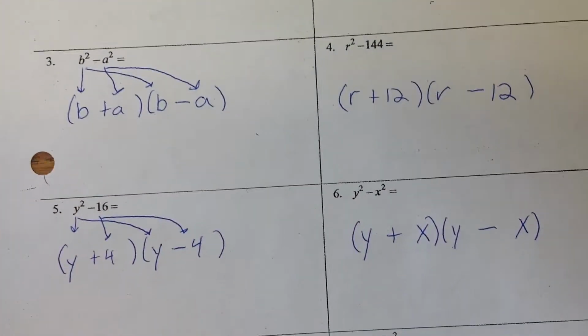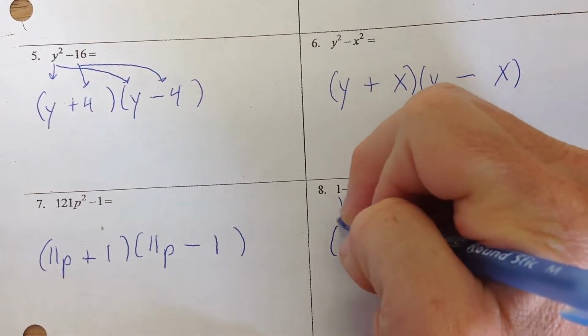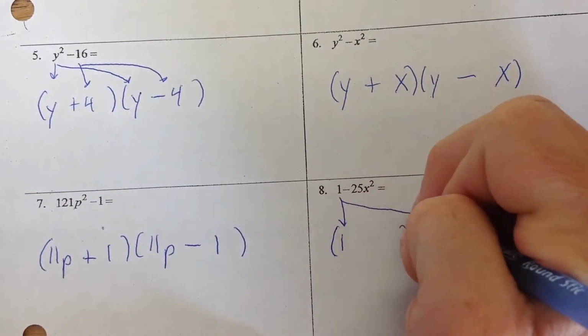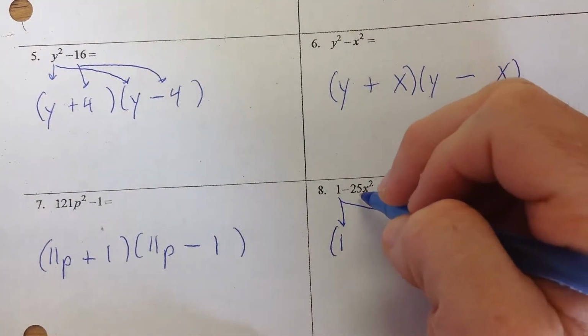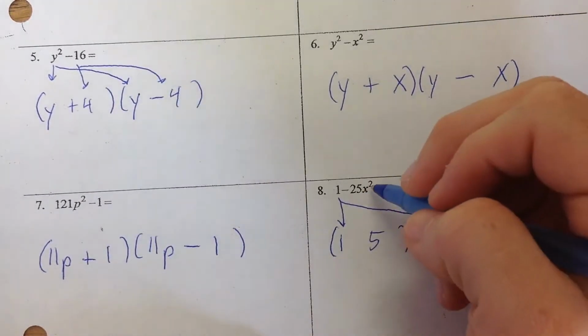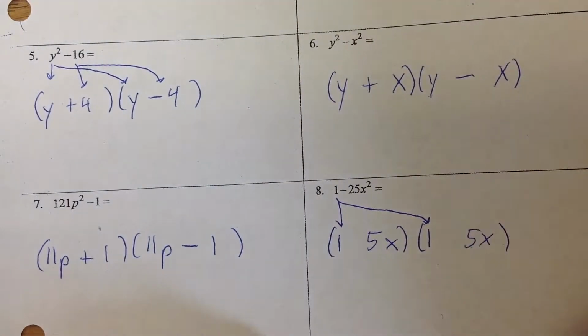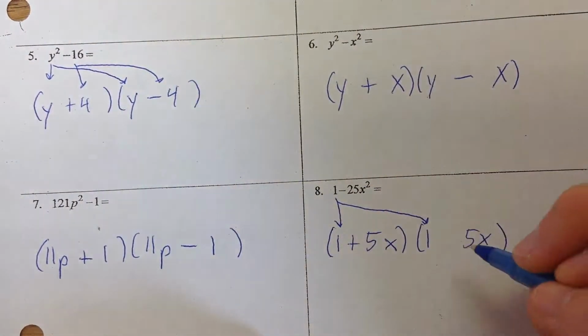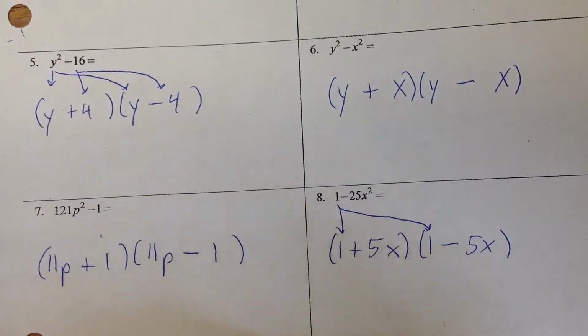So let's take a look at this one again. The 1 comes first, so that's what we need to put first, the 1 and the 1. And then on the back side, that's where the x squared is, so the square root of 25 is 5, and then the x squared is going to be 5x and 5x. And again, because it's negative 25, one of those is going to be positive, one of those is going to be negative. So you have to keep the order that they give it to you. You can't just go and change the order.